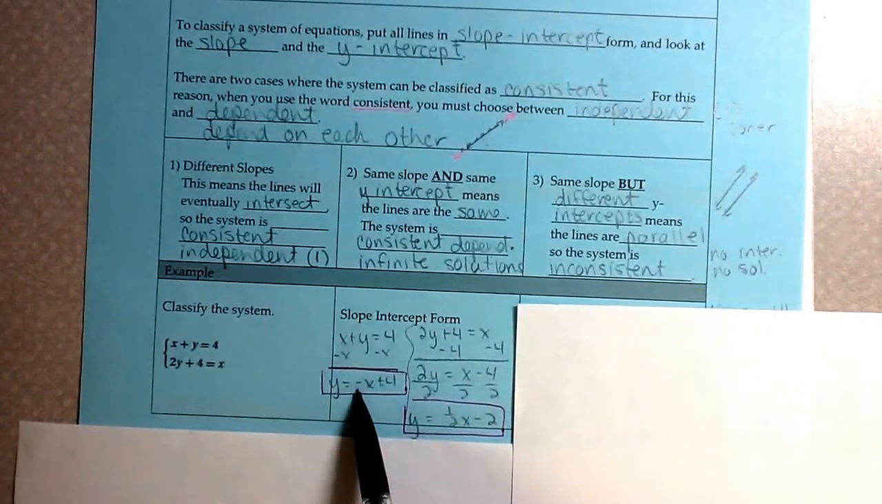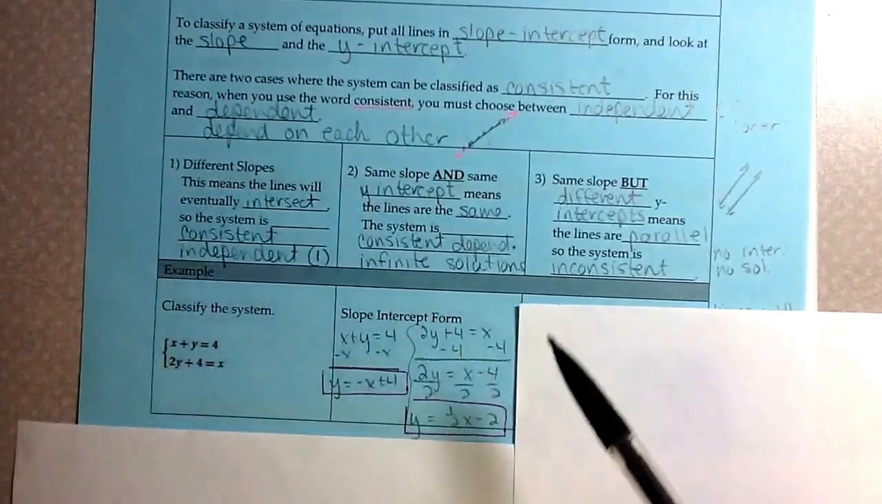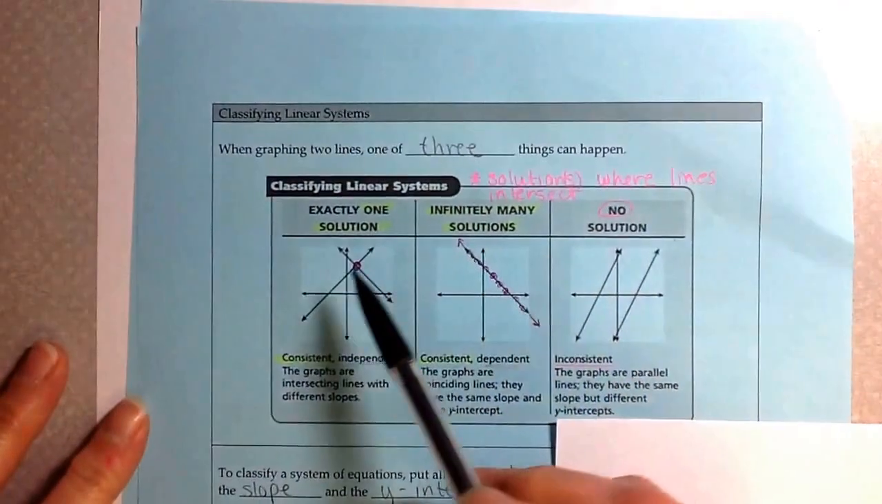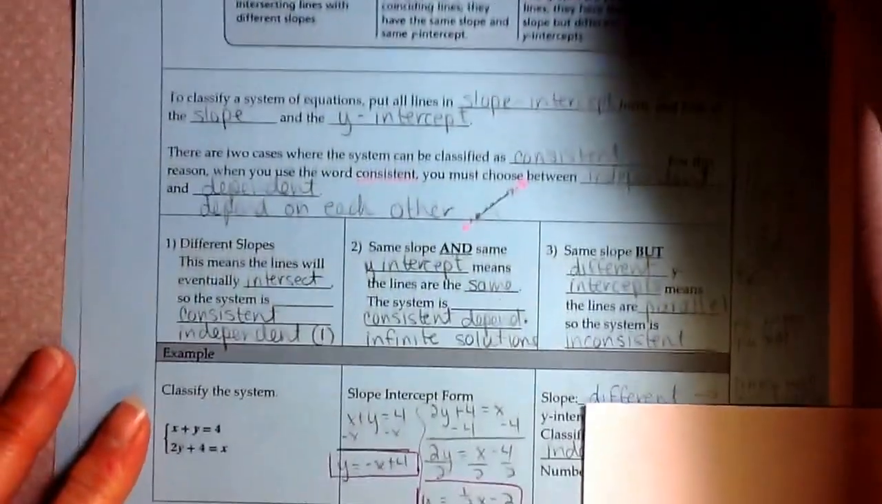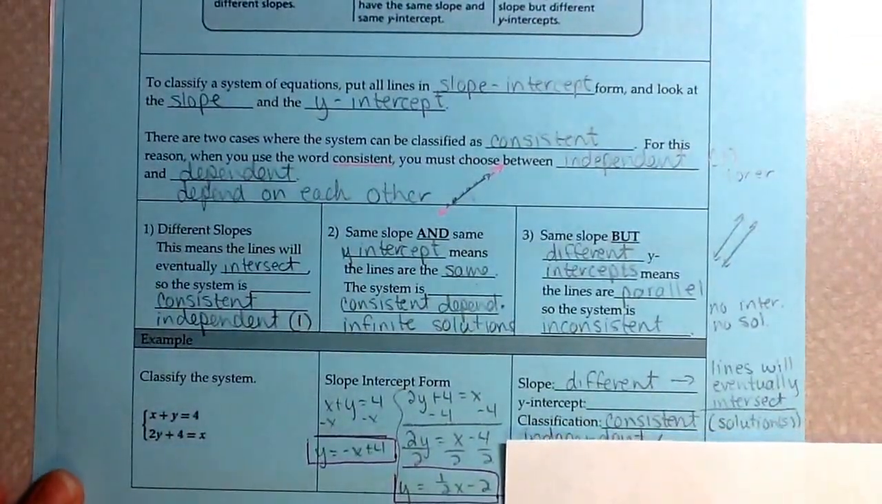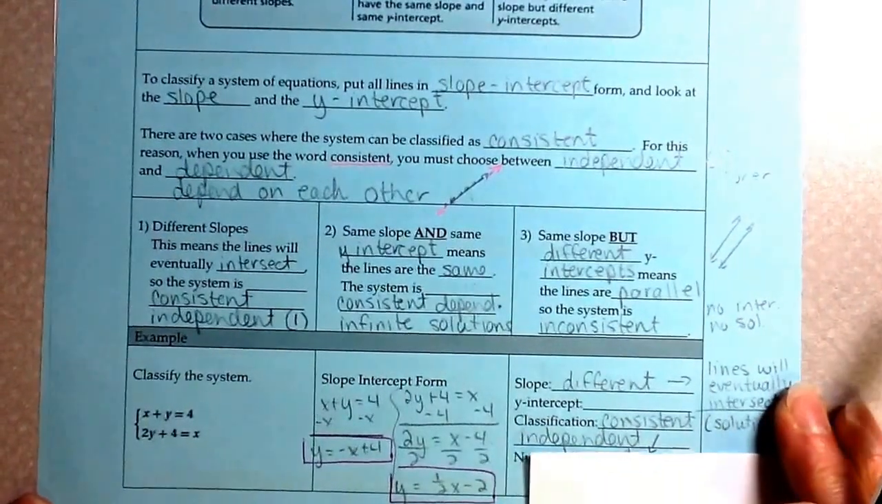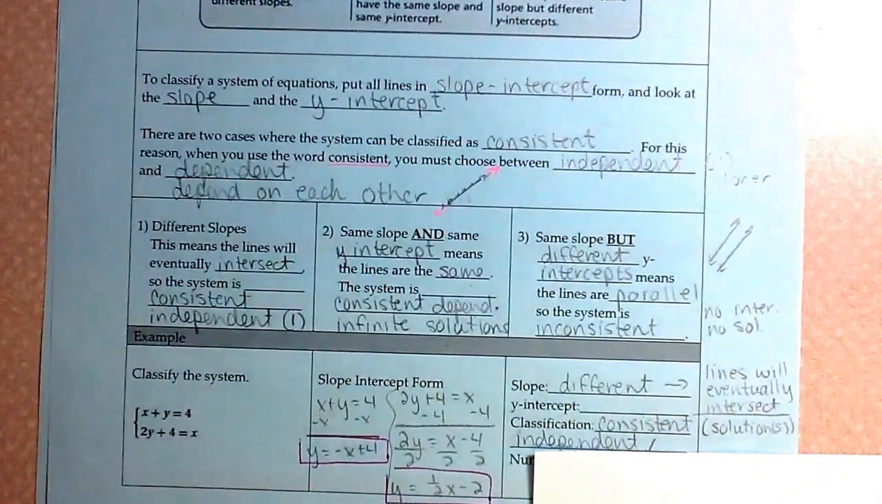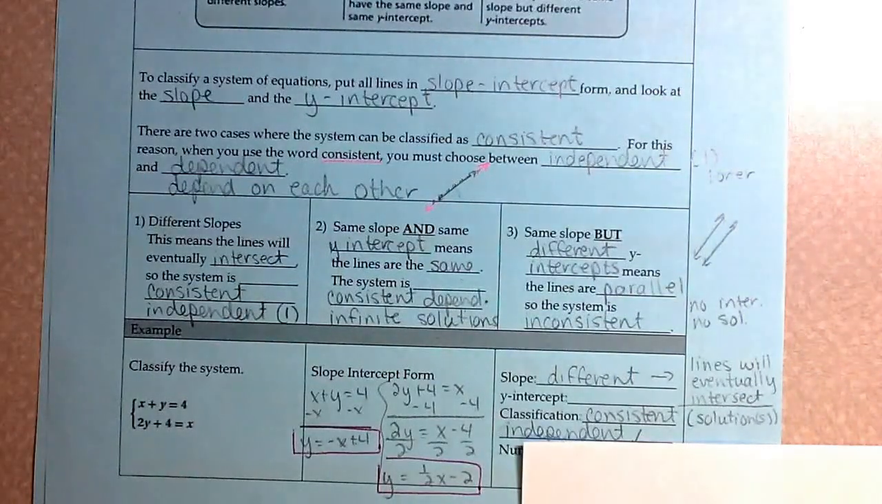Okay, now I'm looking at the slopes. That's the first thing I'm going to look at. This has a slope of -1. That has a slope of 2. Or sorry, it has a slope of 1/2. So that means the slopes are different. They're eventually going to intersect. So it's going to look like this system right here. Different slopes are always going to intersect at one point. So that system is going to be classified as consistent independent, which means it has one solution. And we really don't even need to look at the y-intercept for that particular case, because we know, again, if the slopes are different, then eventually the 2 lines will intersect.